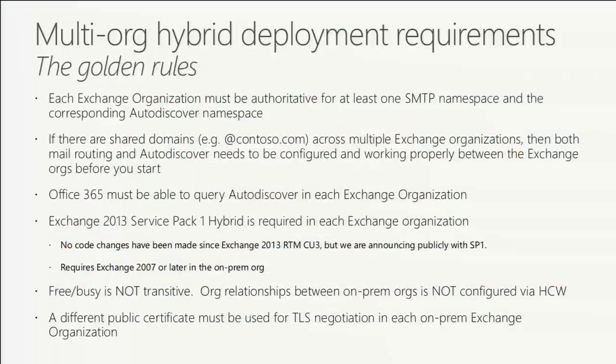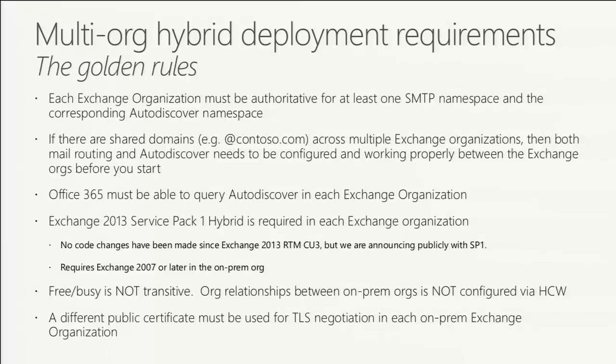We have some rules when we go to deploy one of these multi-org Exchange hybrid scenarios. The first one is that each one of our on-prem organizations must be authoritative for an SMTP namespace. That's how we determine where to route that FreeBusy request for that individual user. We can still share Contoso.com across all three, but each individual organization on-prem must have a unique one, and that's how we can route authorization and/or FreeBusy requests to those on-prem organizations.